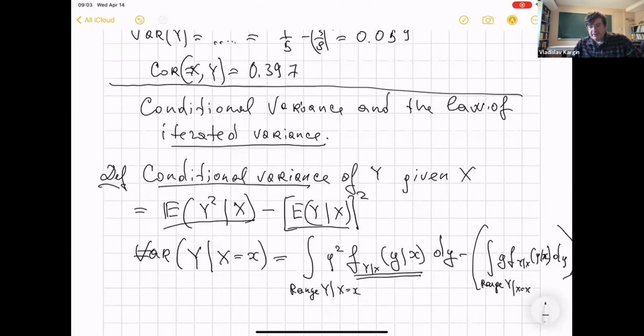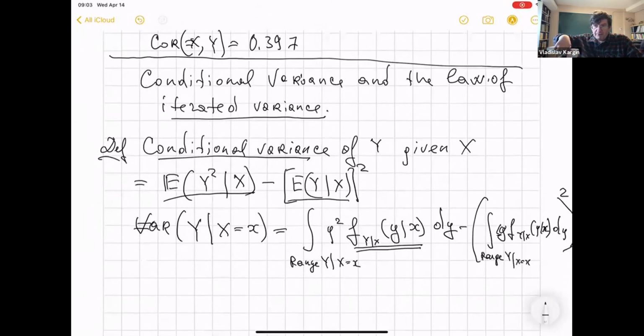And the second thing, this is a square. This is the expectation of y given x, by definition again. Now this is a function of x small. You can see that it's a function of x small. So the conditional variance is a function of the condition, so this conditional variance is a function of x.